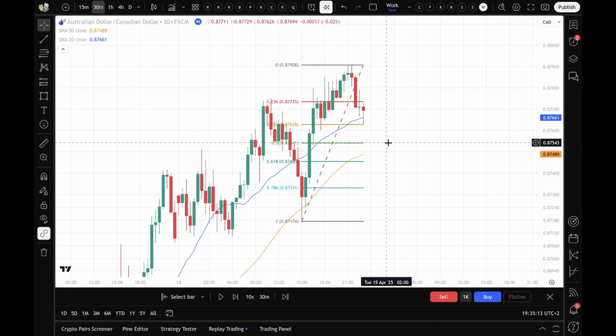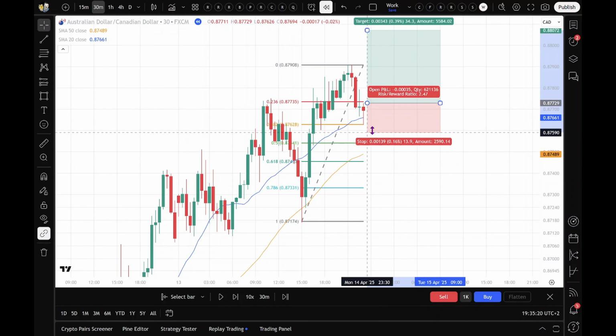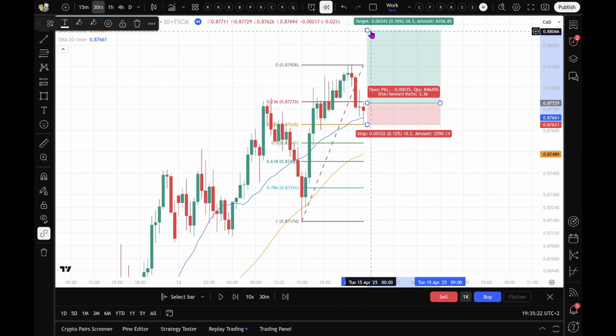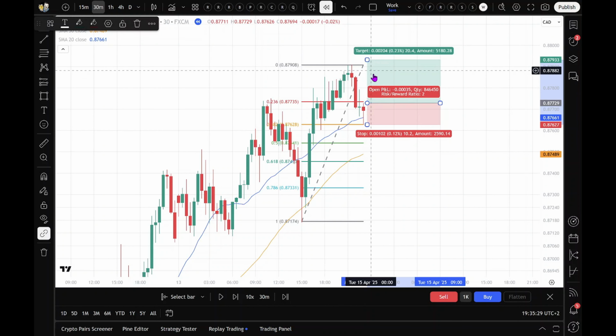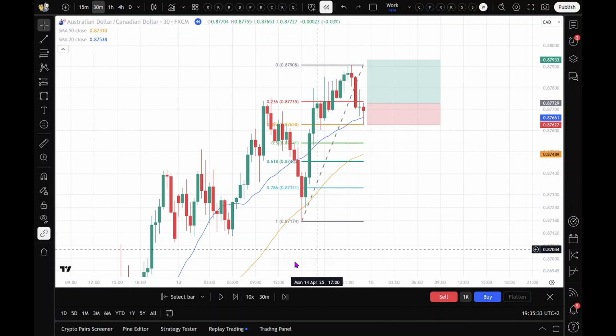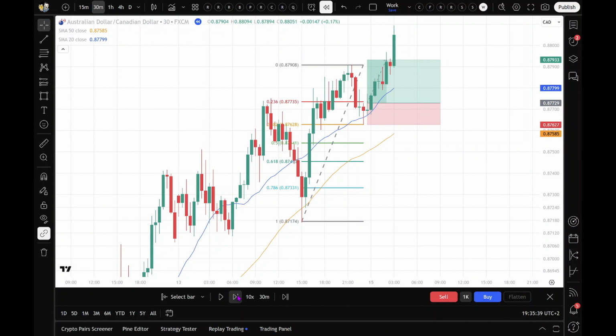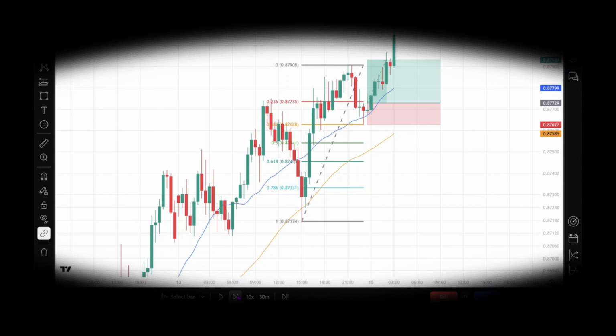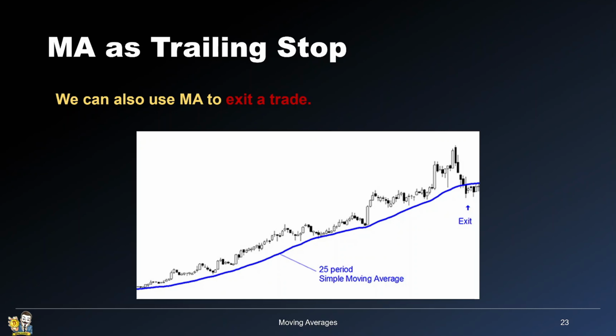So, we're going to open a long position on the breakout of the previous high of this reversal candle, place our stop loss just below the recent low, and set our take profit right here. As we can see, the price continues to move in the direction of the trend. All right, the last strategy is to use MA as an exit signal. It could be a stop loss or a take profit.